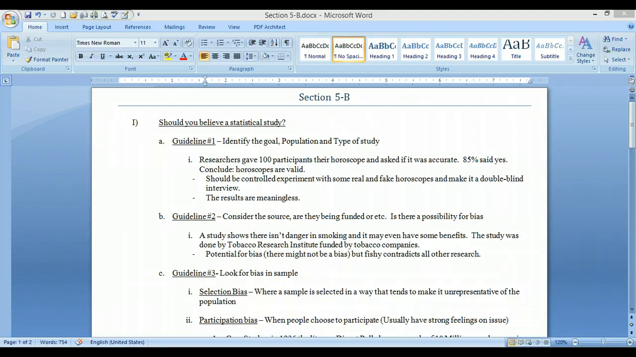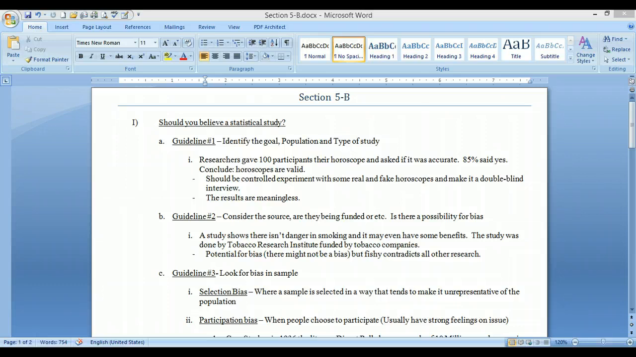Our first example, a study shows there isn't danger in smoking, and it may even have some benefits. The study was done by a Tobacco Research Institute funded by tobacco companies. Is there a potential for bias here? Well, there might not be a bias, but the potential is very high, and it seems awfully fishy and is contradicting all other research. So often we hear in the news, a recent study shows, and it contradicts even common sense.